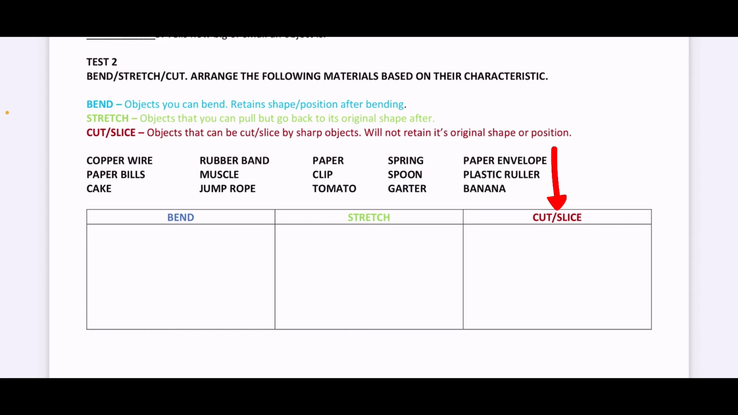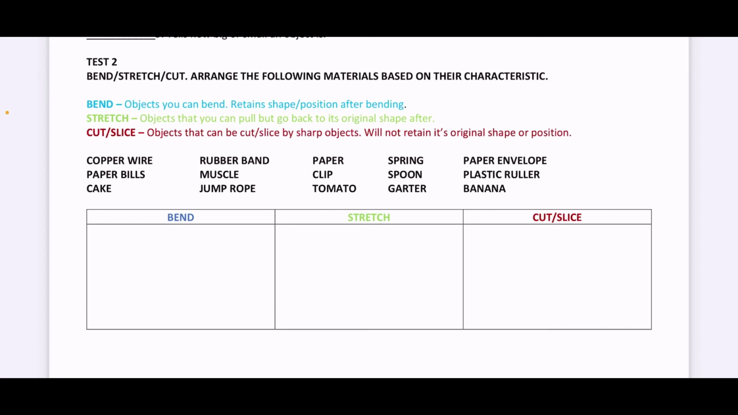So first one, copper wire. Does this bend, does this stretch, or does this one cut or slice? Now next one, we have rubber band. Does this one bend, does this one stretch, or does this one cut or slice? Next, we have paper. Can you bend a paper? Can you stretch a paper? Or can you cut or slice a paper? Now, we have spring. Can this one be bent? Can this one be stretched? Or can this one be cut or sliced?